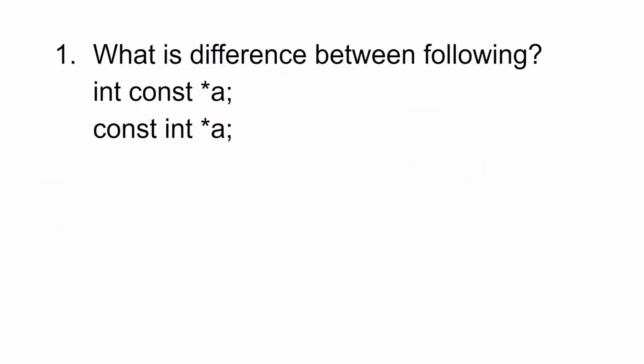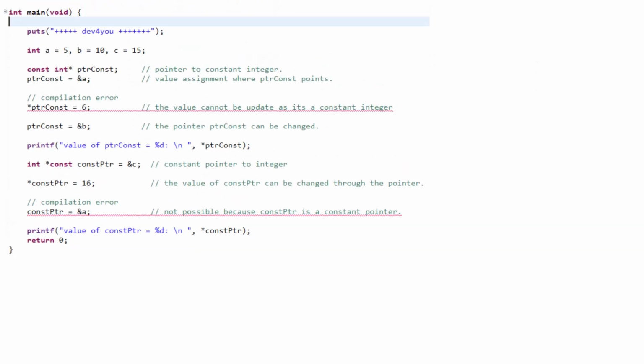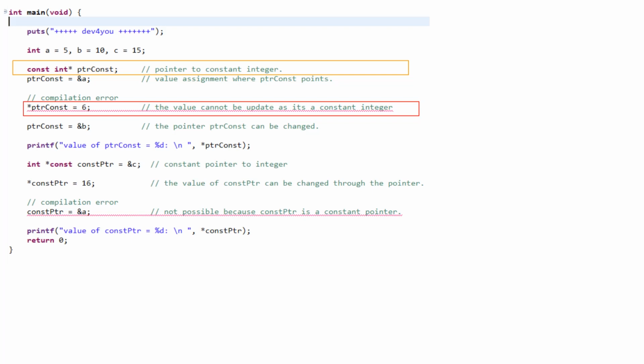The next question is, what is the difference between the following: int const pointer a and int pointer const a? The int const pointer a is a pointer to a constant integer, and int pointer const is a constant pointer to an integer. So let's see with an example. Here you can see I have a pointer to a constant integer named ptr const, and I tried to assign a value, but it is not allowing me because this is a pointer to a constant integer, so I cannot change its value. But I can assign a new address to this pointer because this is a constant integer but not a constant pointer, so you can change its address.